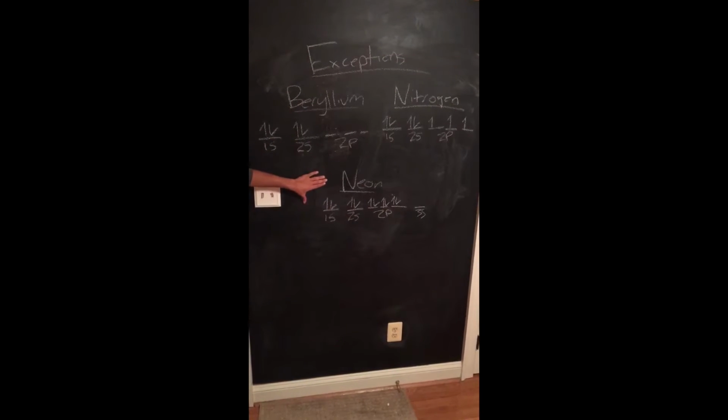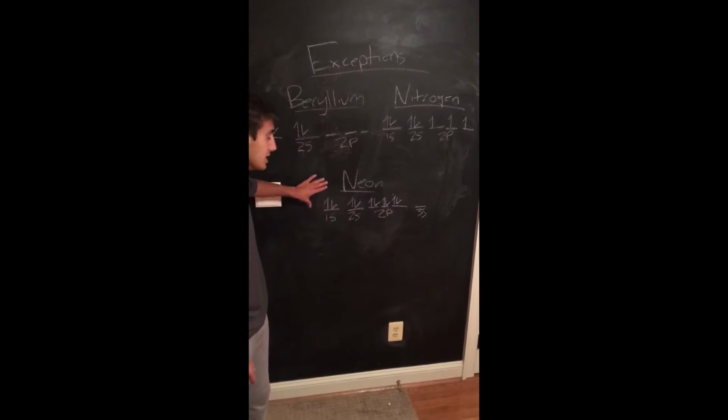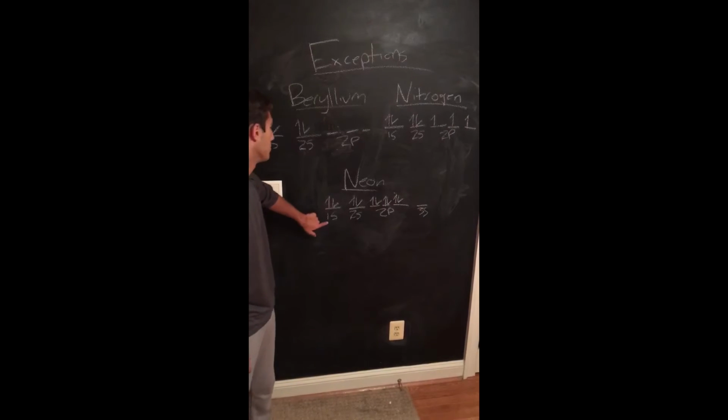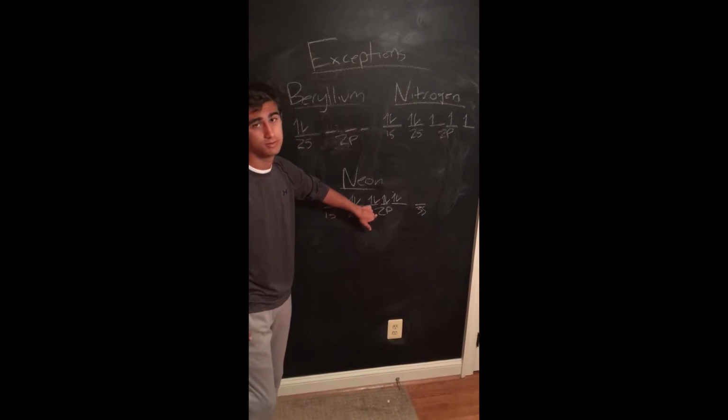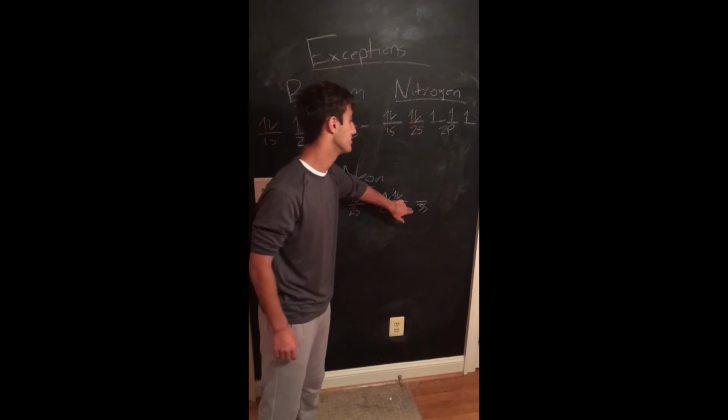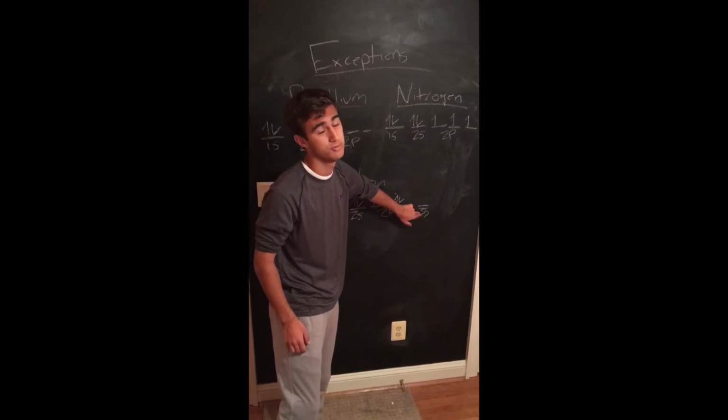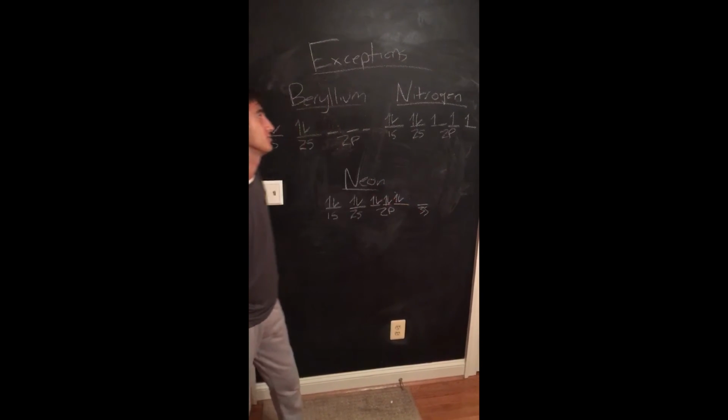The last one is neon, which is a noble gas, so it's clearly stable, and its 1s orbital, its 2s orbital, and its 2p orbital are all filled. So that last electron would have to go into 3s orbital, which would make it unstable. So these are the 3 exceptions.